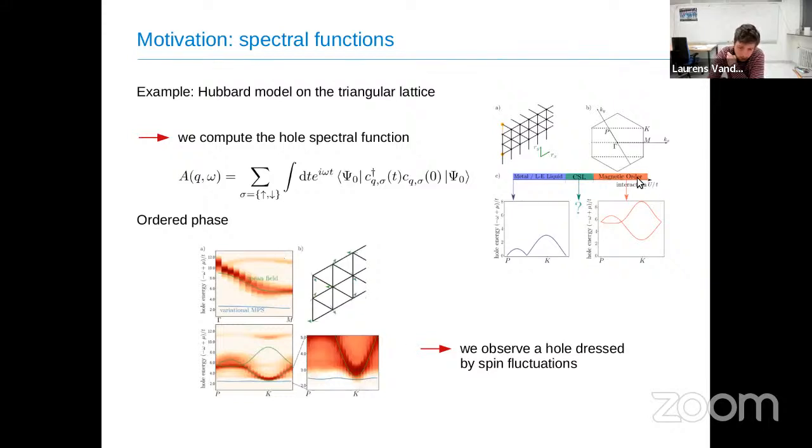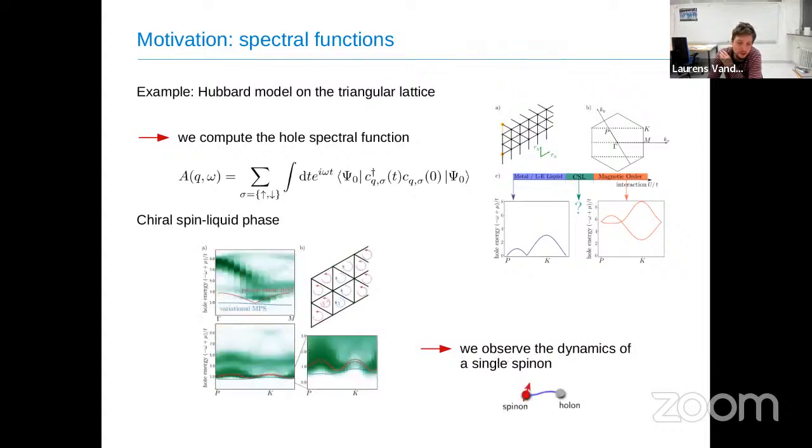What we see is, if we look at the ordered phase, so at very large U, we essentially see in the spectral function a hole dressed by spin fluctuations. So it's nothing that interesting. It's just a free electron dressed a bit with the spin fluctuations in the background, but nothing too dramatic. But if we go into this chiral spin liquid phase, then we see something completely different.